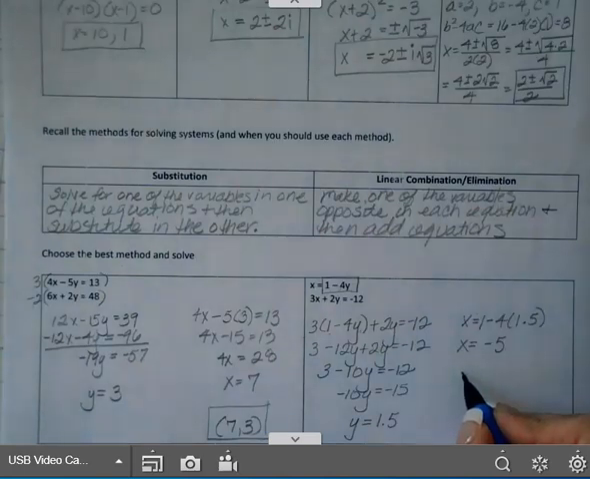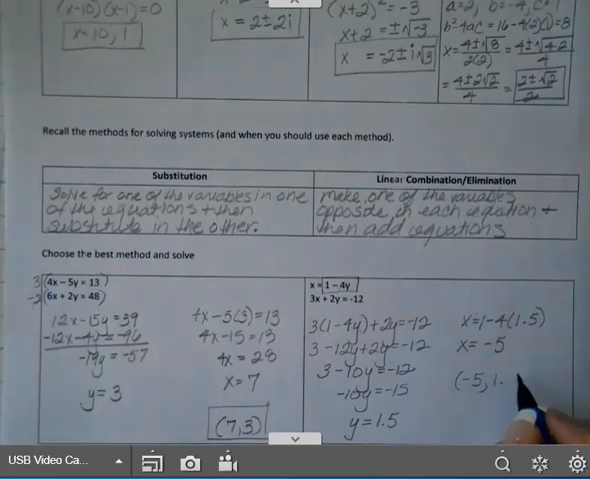And so my solution for this is going to be negative 5, 1.5.